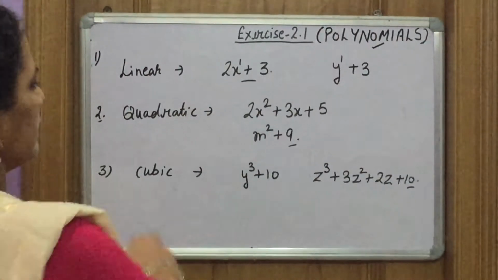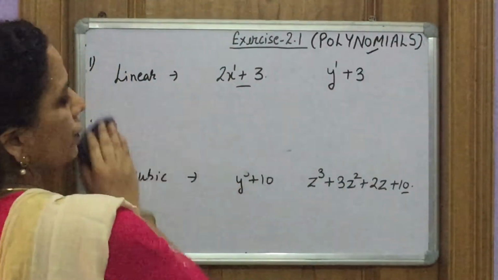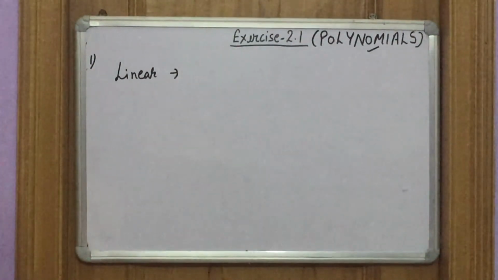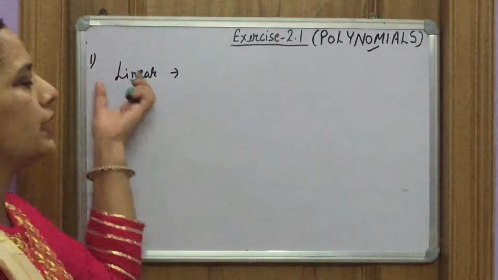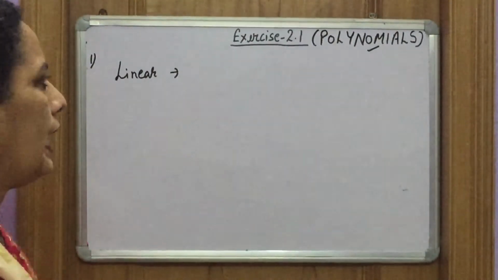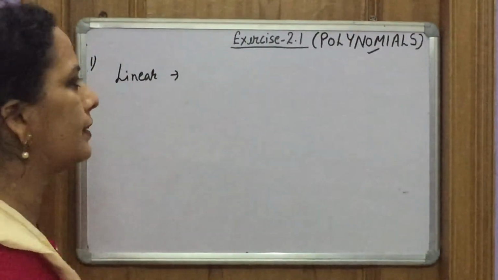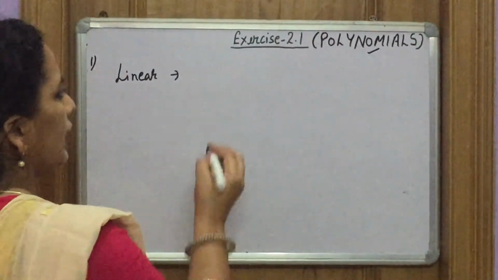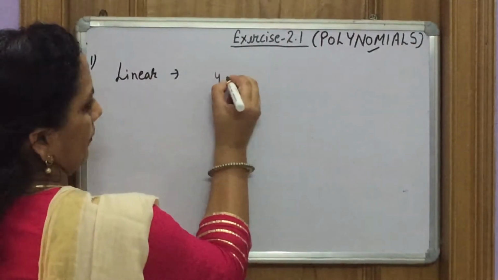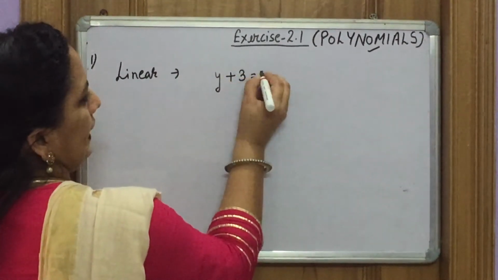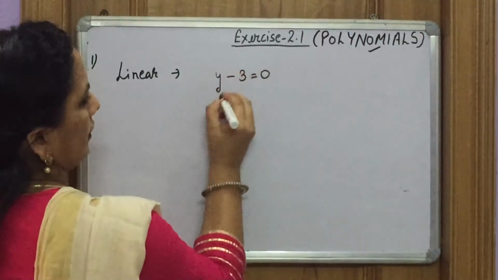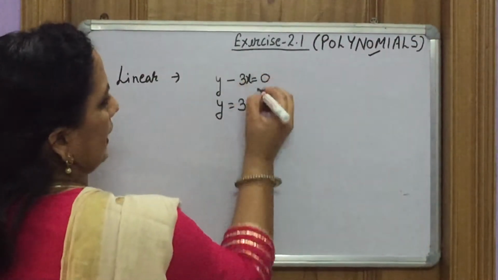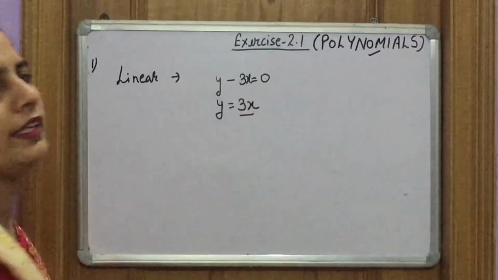Now we will discuss about the graph of these polynomials. First is linear polynomial. If we try to draw the graph of a linear polynomial, as in lower classes you have already discussed, graph of a linear polynomial is a straight line. For example, if we take any linear equation, this is a linear equation, or we can take here x. So this is a linear equation.